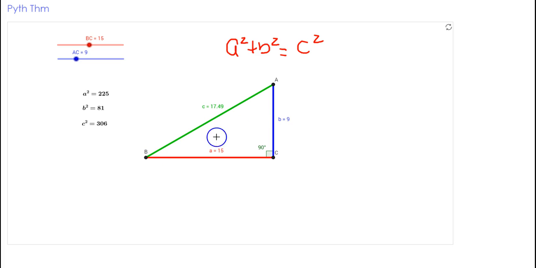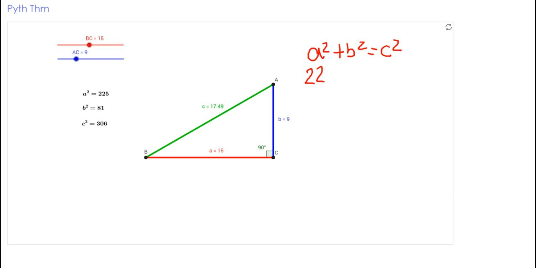And if we were to calculate this out, let's say we did not know what C was. So once again, remember our formula is A squared plus B squared is equal to C squared. A squared is 225 plus our B squared, which we said was 81. And let's say we didn't know what C was, so we're going to leave it as C squared. When we add these up, 225 plus 81, we're going to get a total of 306, which is equal to C squared.